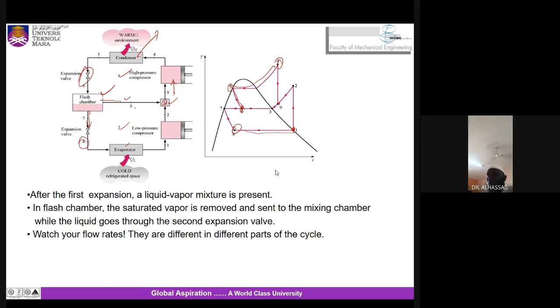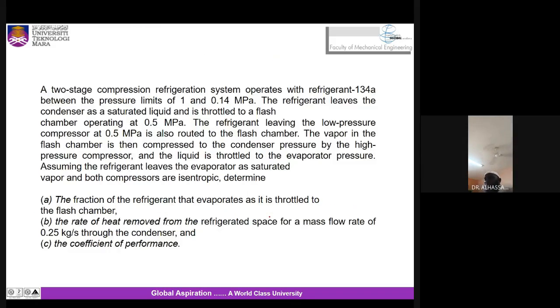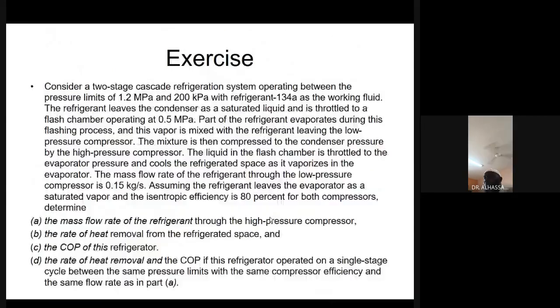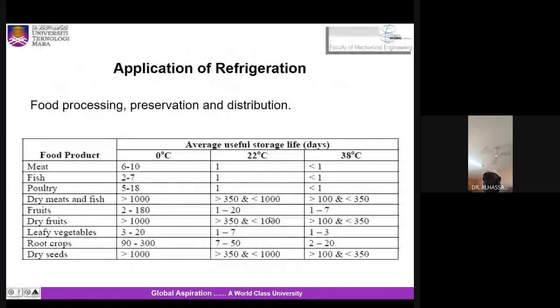So after the first expansion, a liquid-vapor mixture is present. In a flash chamber, the saturated vapor is removed and sent to the mixing chamber, while the liquid goes through the second expansion valve, like this. So all these things are not necessary. Important questions, I will discuss them later on.